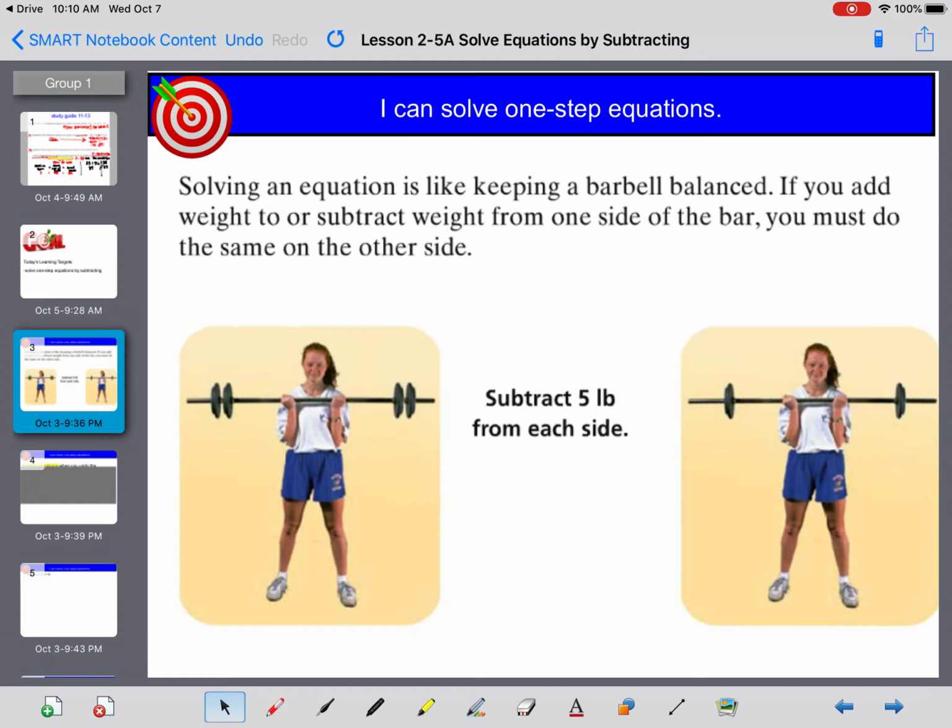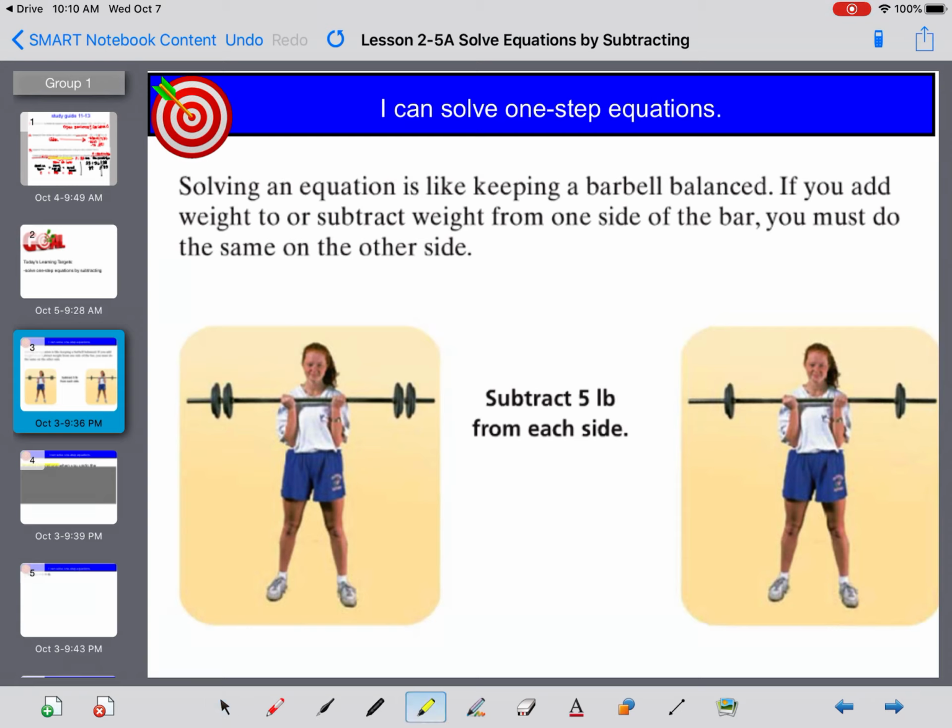And so this time, instead of me giving you a number, asking if it's true, I'm asking you to figure out what would make it true. So you need to find the solution. Solving an equation is like keeping a barbell balanced. If you add weight to or subtract weight from one side of the barbell, you must do the same to both sides, or you would have it all lopsided.